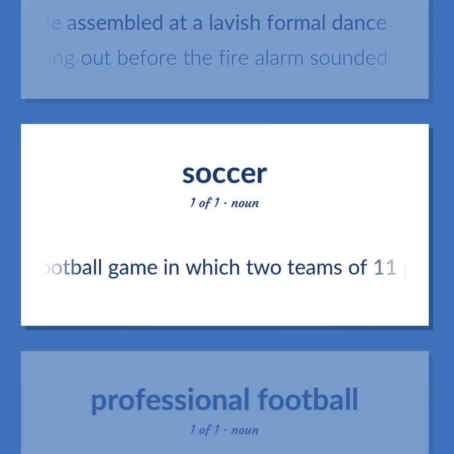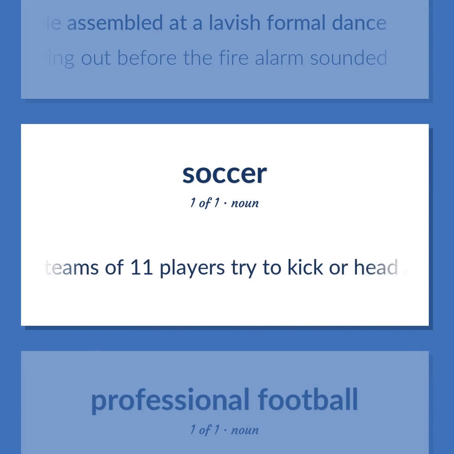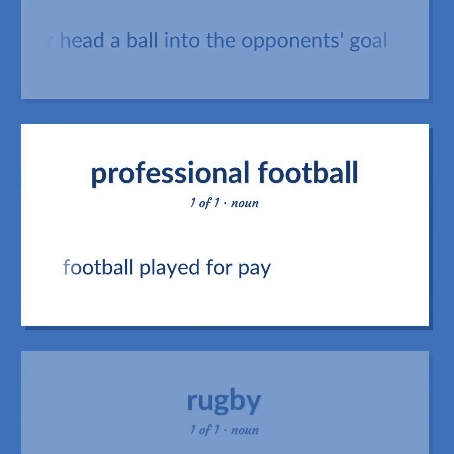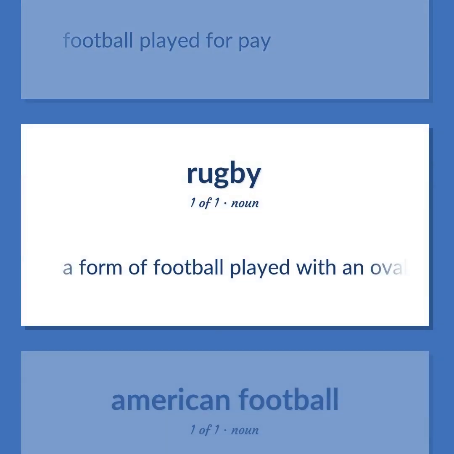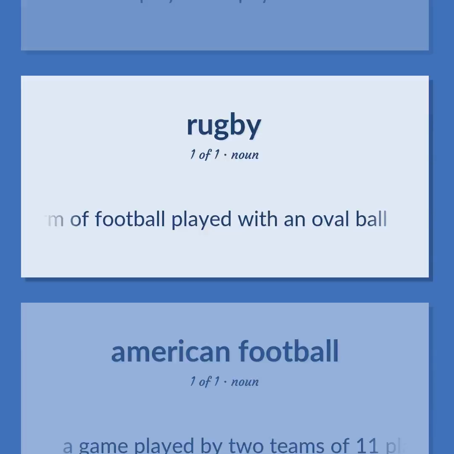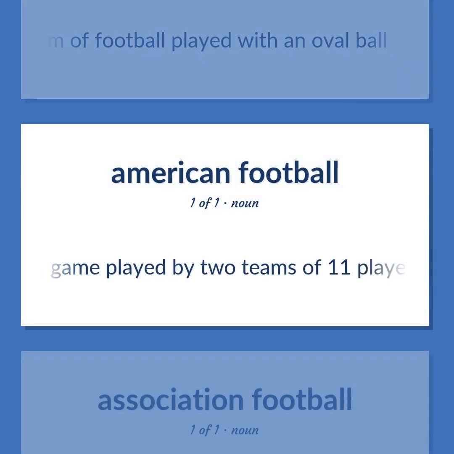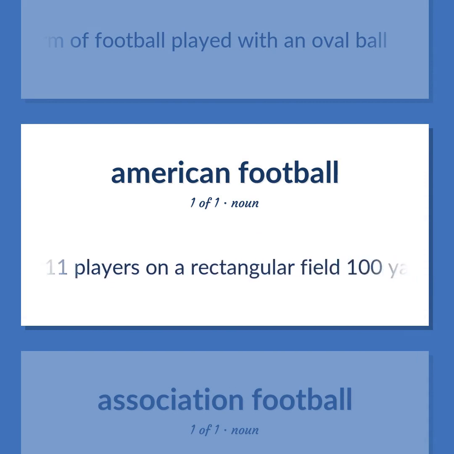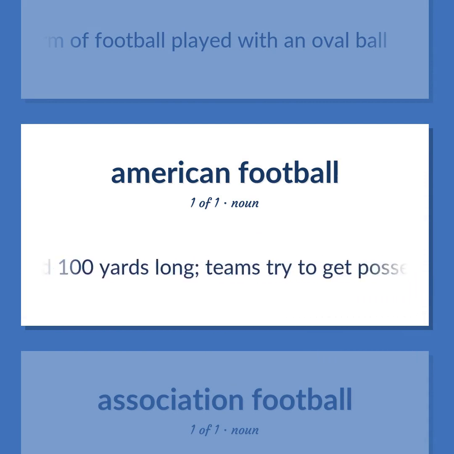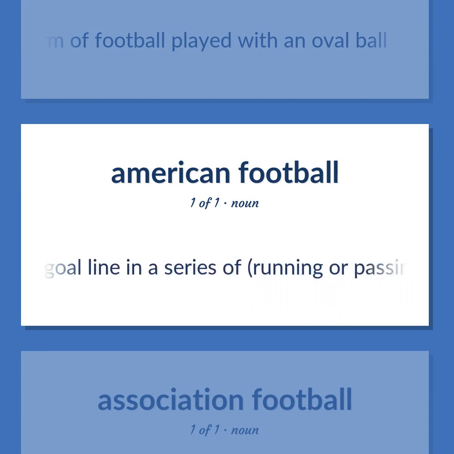A football game in which 2 teams of 11 players try to kick or head a ball into the opponent's goal. Football played for pay. A form of football played with an oval ball. A game played by 2 teams of 11 players on a rectangular field 100 yards long. Teams try to get possession of the ball and advance it across the opponent's goal line in a series of running or passing plays.